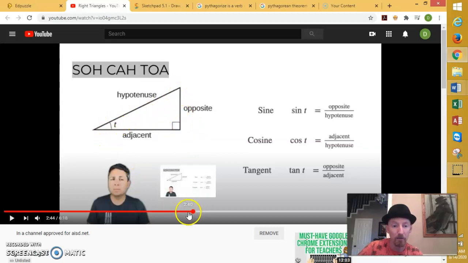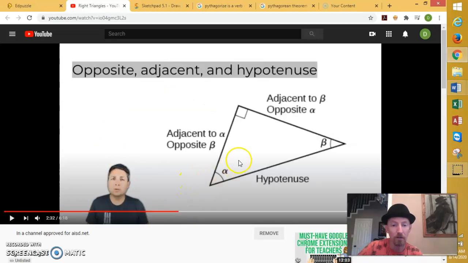If I go backwards just a smidge, it's right here. He addressed alpha and beta. How come we don't fiddle with this angle? Because we know what this angle is, right? This is 90.